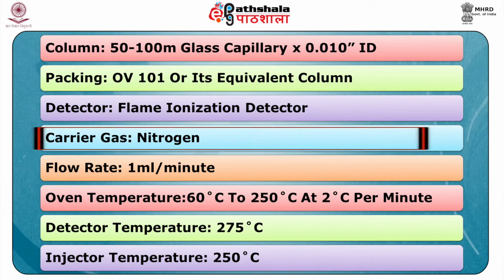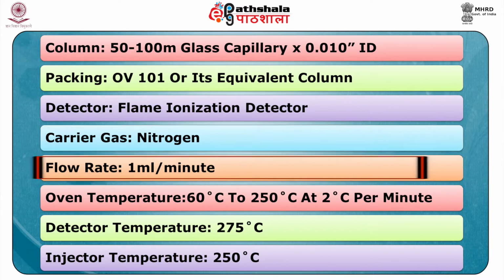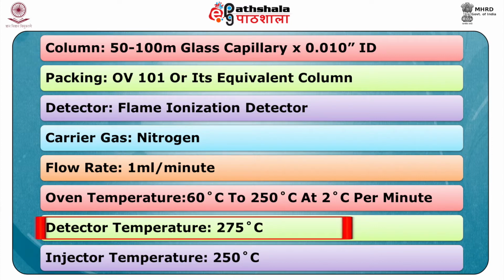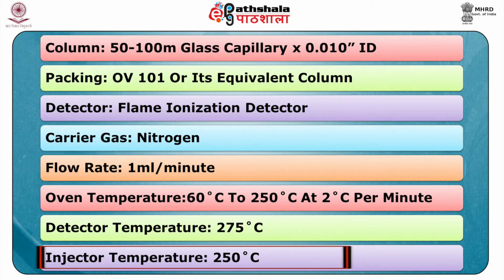The carrier gas here is nitrogen. The flow rate is kept at 1 milliliter per minute. The oven temperature is programmed from 60 degrees centigrade to 250 degrees centigrade at 2 degrees centigrade per minute variation. Detector temperature is kept at 275 degrees centigrade and the injector temperature is kept at 250 degrees centigrade.